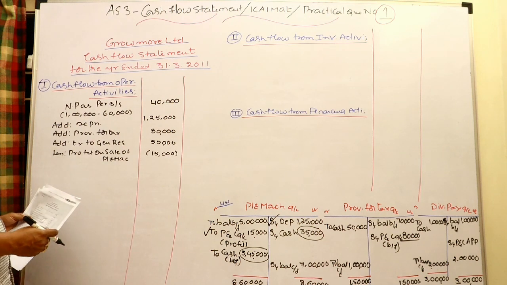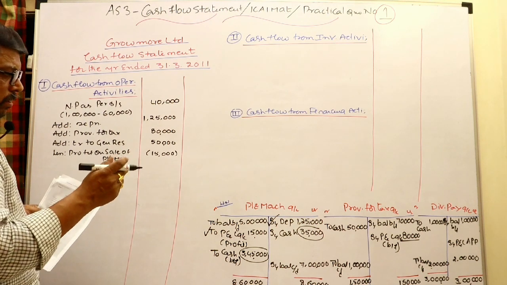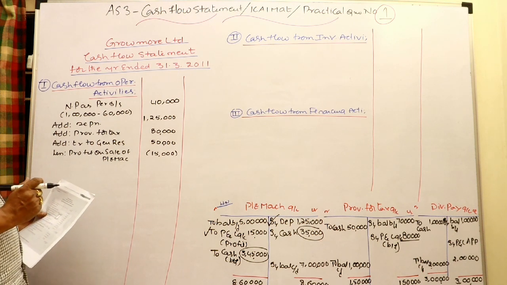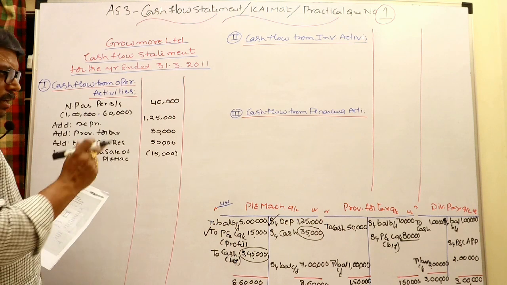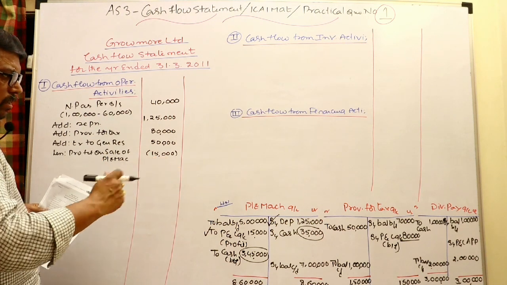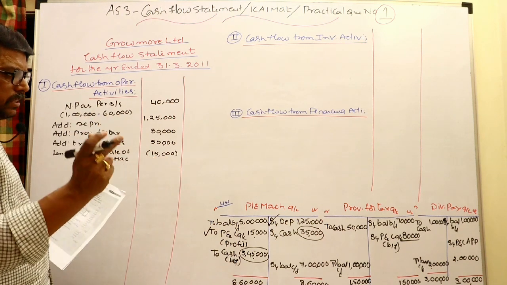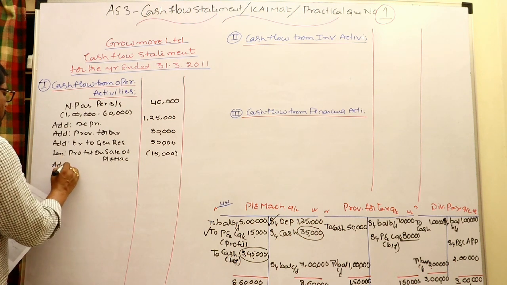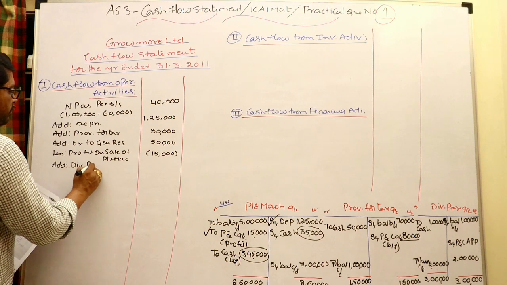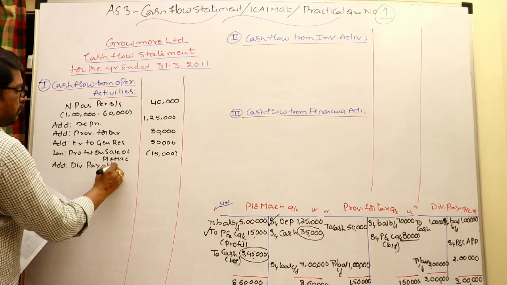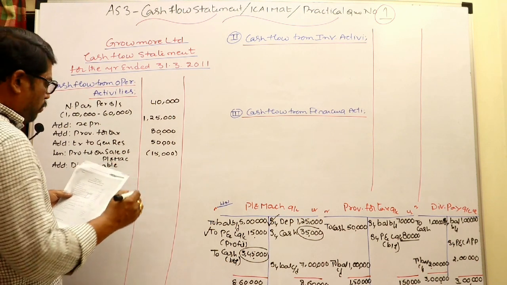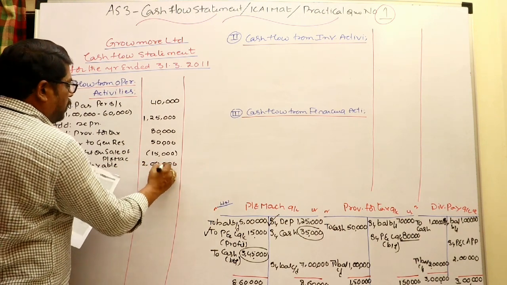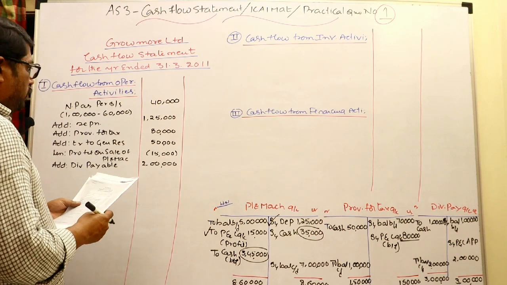It is a non-operating item. And moreover, dividend payable which is appropriated during this year should be added back because it is a financing activity. What is appropriated through P&L should be added, and what is paid should be deducted from the financing activities. So add dividend payable which is appropriated, 2 lakhs.